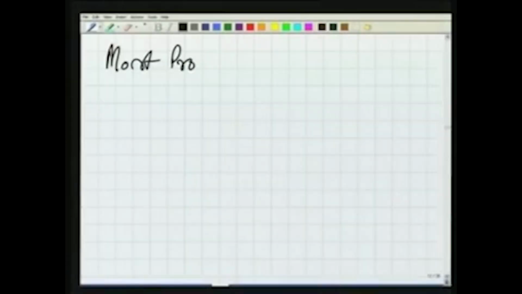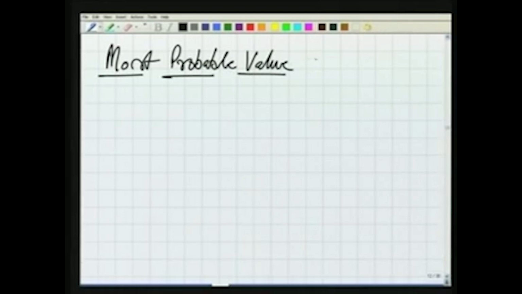Okay. Now, we will talk about one very important concept, that is called most probable value or MPV. We do not know true value. Yes, we do not know that. What is most probable value? It is a kind of replacement for the true value which we use mostly in our cases.